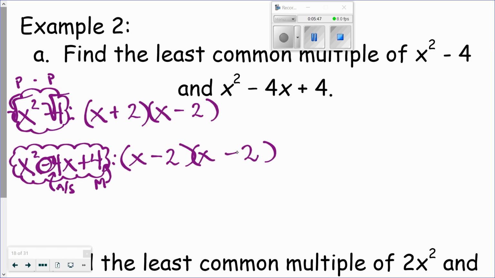Now to find our least common multiple, meaning a number or an expression that both of them go into, that both of them share. And we don't want it to be the biggest, we want it to be the least common. So basically the smallest number both of them can go into.